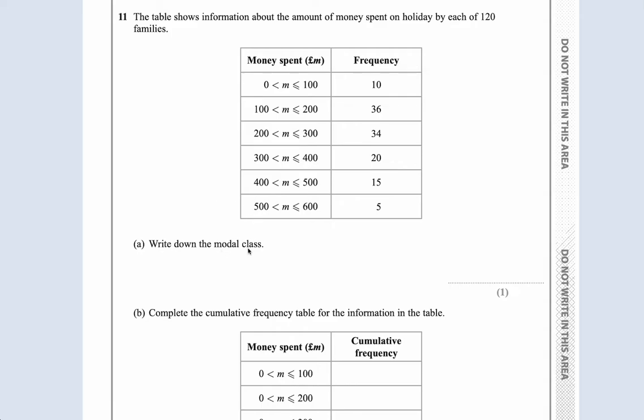This question often throws people because they don't know what modal class means, but modal is the mode. What is the mode? And the class, these are the classes. So the mode is this one, because 36 families, the most amount of families, spent between 100 and 200 pounds. So the modal class is between 100 and 200.